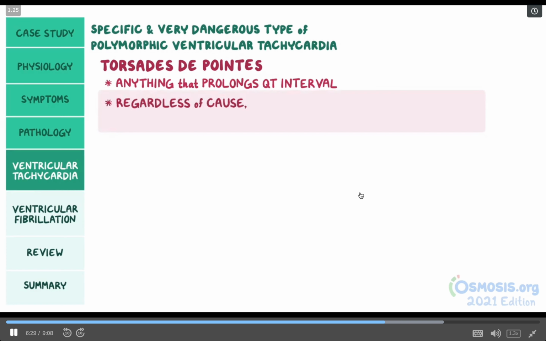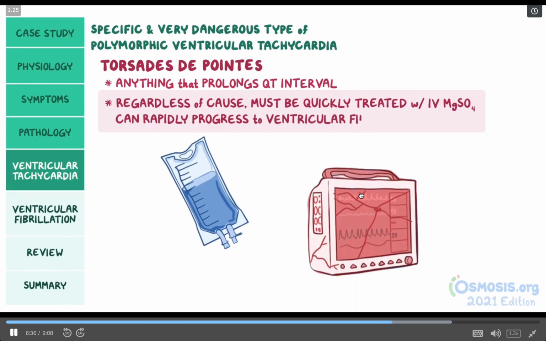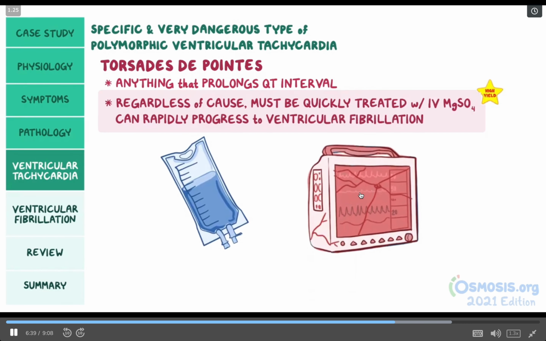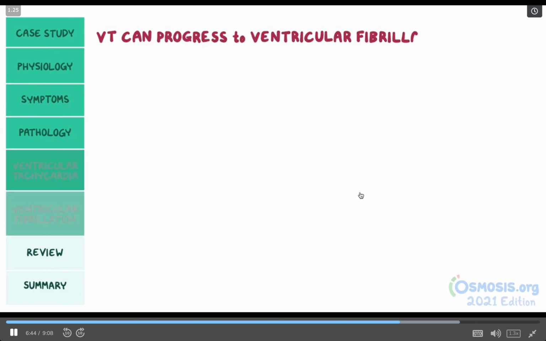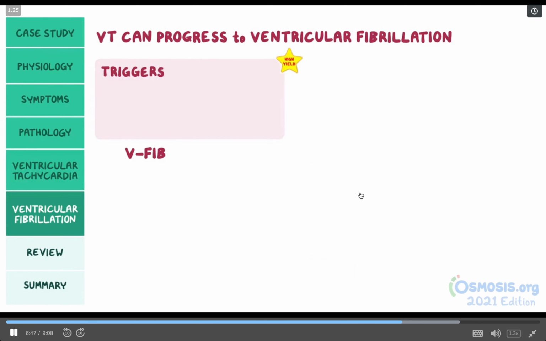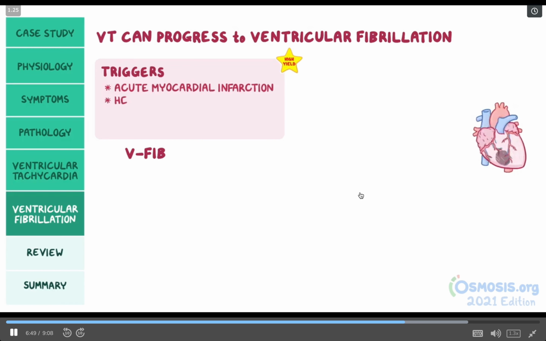Now, regardless of the cause, remember that torsade de pointe must be quickly treated with intravenous magnesium sulfate, as it can rapidly progress to ventricular fibrillation. In many cases, ventricular tachycardia can progress to ventricular fibrillation or VFib. High-yield triggers include acute myocardial infarction, heart failure, shock, hypoxemia, or hypercapnia.